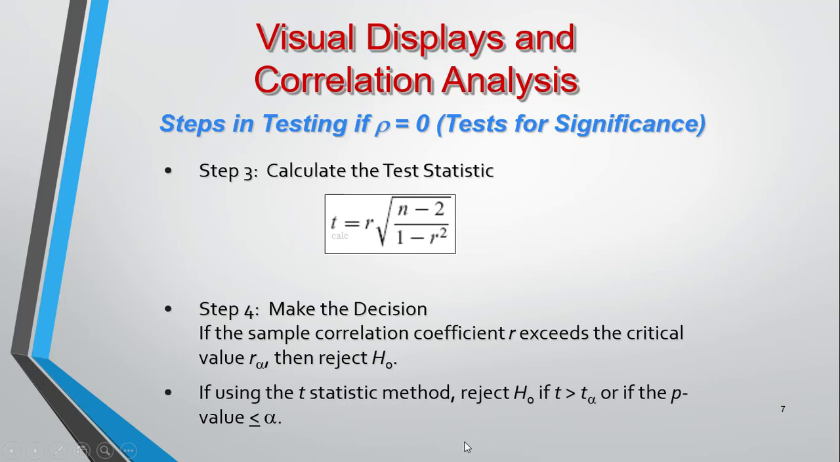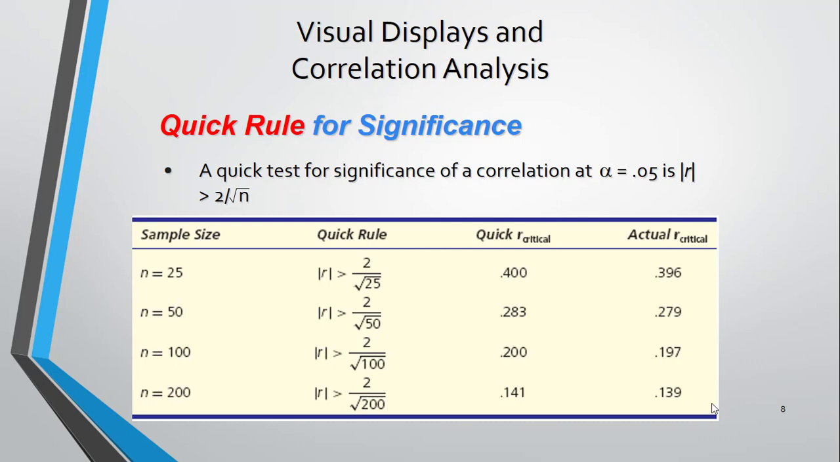Normally the alpha is 0.05. Therefore, if the p-value is less than 0.05, we reject the null. Okay? And there's a quick rule for significance. There's a quick test for significance of correlation at alpha 0.05. We use the absolute value of R to see if it's larger than 2 over the square root of n.